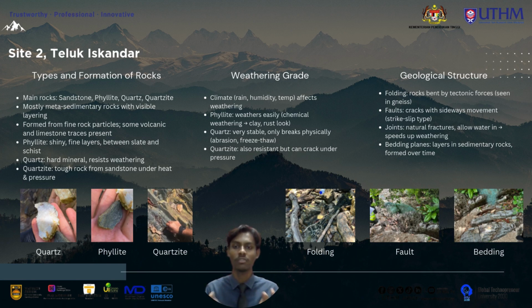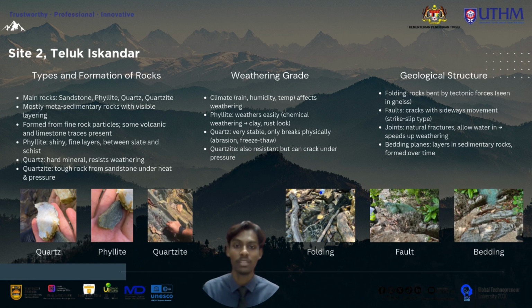So most of the rocks are metasedimentary rocks with visible layers. These rocks form from fine rock particles, with some volcanic and limestone traces present. Phyllite is a rock that is shiny with fine layers and can be found between slate and schist. Meanwhile, quartz is a hard mineral that resists weathering. And lastly is quartzite, which is a tough rock from sandstone under heat and pressure.